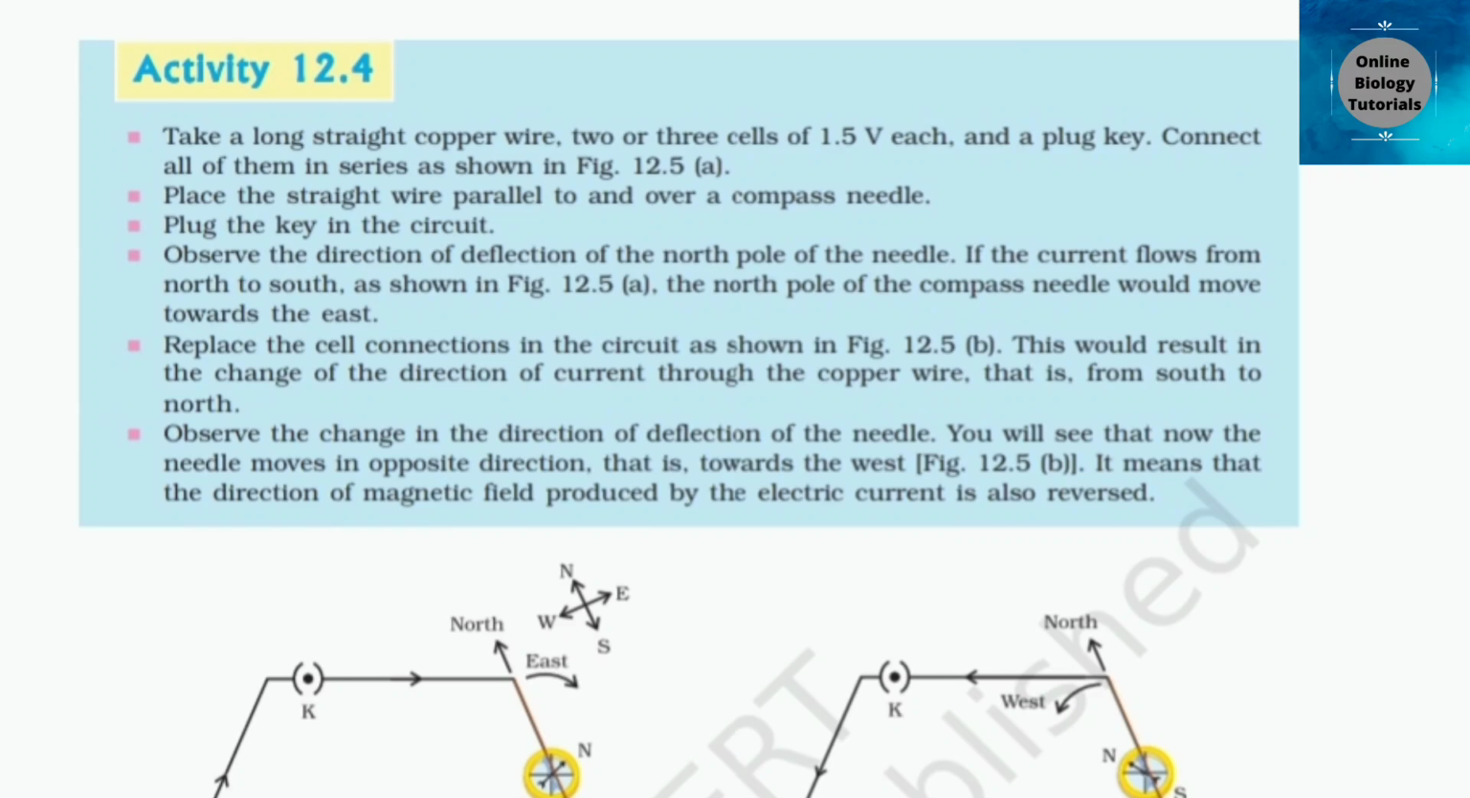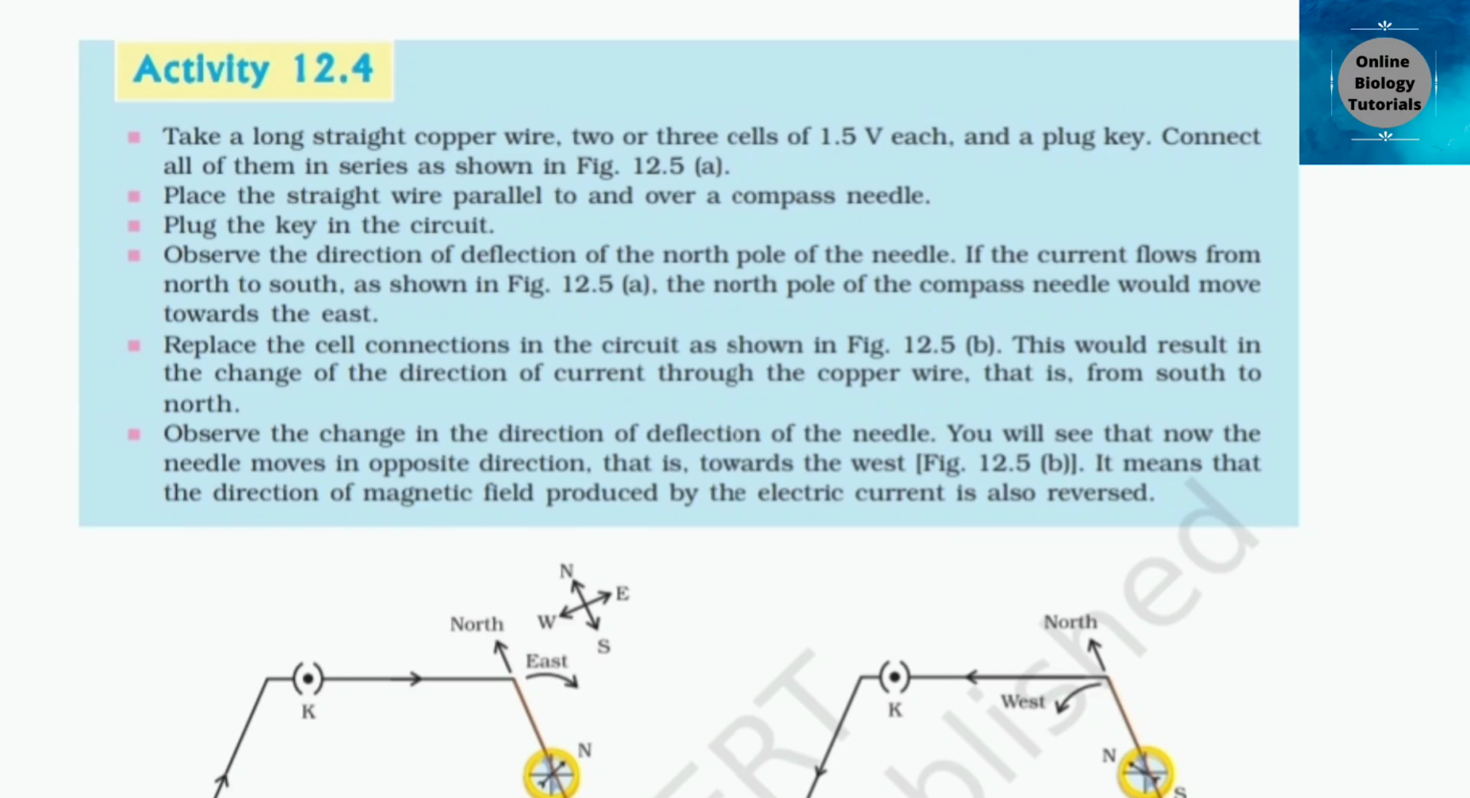Replace the cell connections in the circuit as shown in Figure 12.5b. This would result in the change of the direction of current through the copper wire, that is, from south to north. Observe the change in the direction of deflection of the needle. You will see that now the needle moves in the opposite direction, that is, towards the west. Figure 12.5b. It means that the direction of magnetic field produced by the electric current is also reversed.